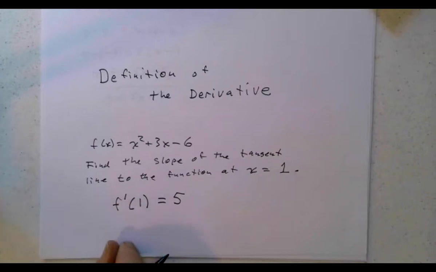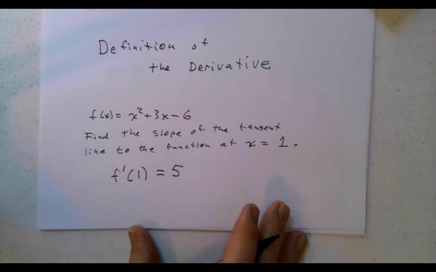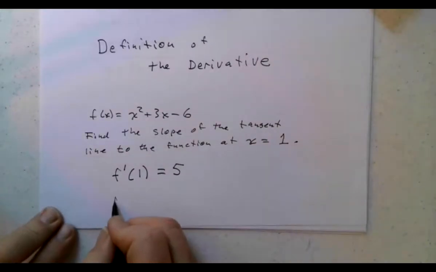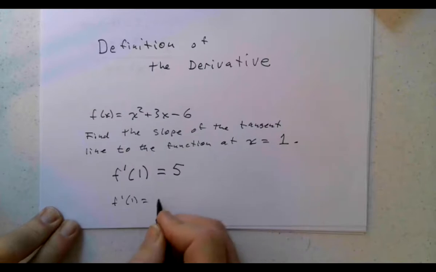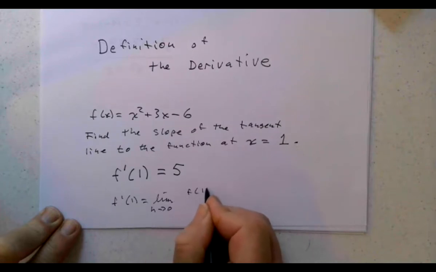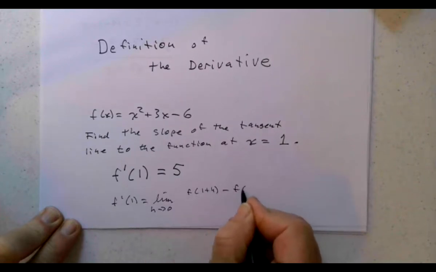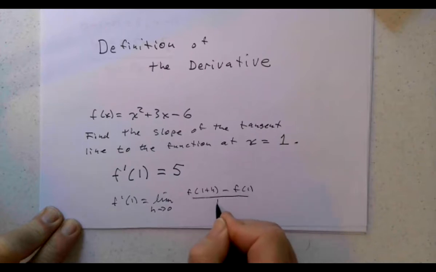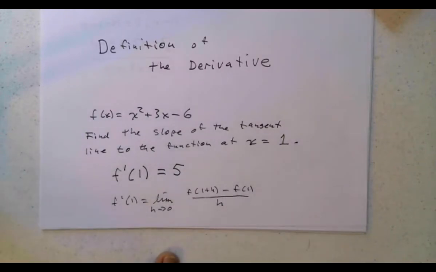F prime is called the derivative of f, the first derivative of f. And f prime of 1 is defined as, again, using this whole concept, the limit as h goes to 0 of f of 1 plus h minus f of 1 over h. Now we could also do this to find the slope of the tangent at 2, at 3, at -1, at -17. We could do all of those, or we could find the derivative function.